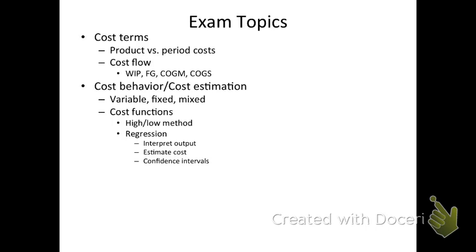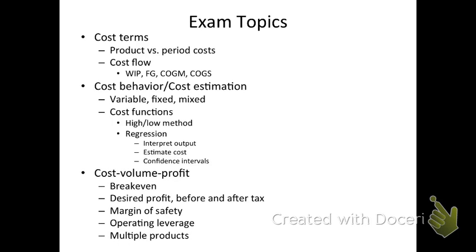estimating costs and building confidence intervals. You will not have to calculate the statistics from the regression. You'll just be given an output and knowing which statistics are important in our setting. And cost, volume, profit, being able to take a data set and either calculate break-even or desired profit, calculating margin of safety, knowing what that means, operating leverage, knowing what that means in terms of the cost structure of the company, and then being able to do an analysis in a multiple product setting. Also, knowing the pieces of the cost, volume, profit model and being able to manipulate and find maybe a missing amount given the other amounts.